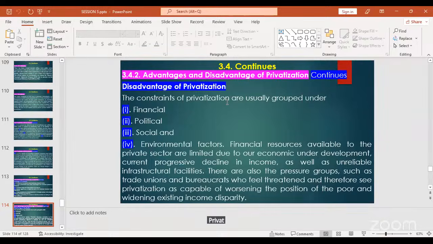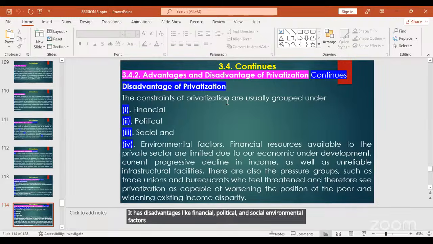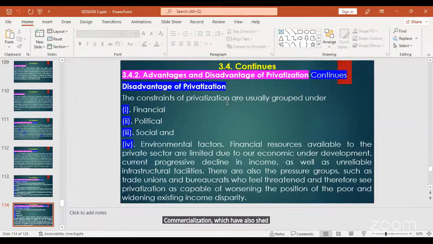So, privatization has disadvantages like financial, political, and social. Environmental factors too can also apply. Commercialization, which I've also shed light upon earlier. Commercialization.